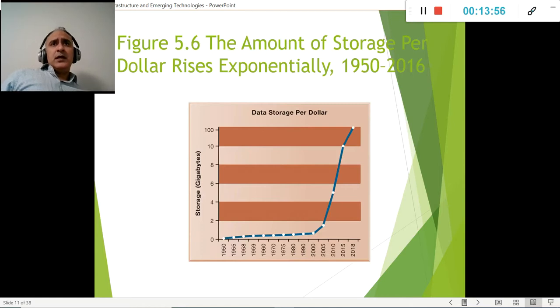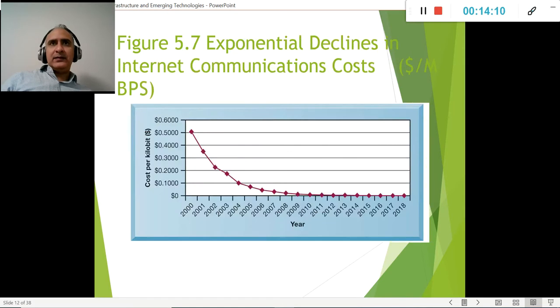So we can store more information, and that has given way to other things such as big data. As we have more and more data, we can store more. We can also do the analysis of that big data. Okay? And the same thing, the declines in internet communication cost. We can see that the cost per kilobit has declined over the past 20 years, right?